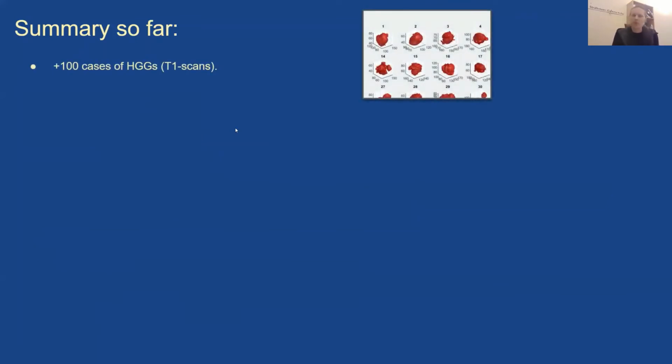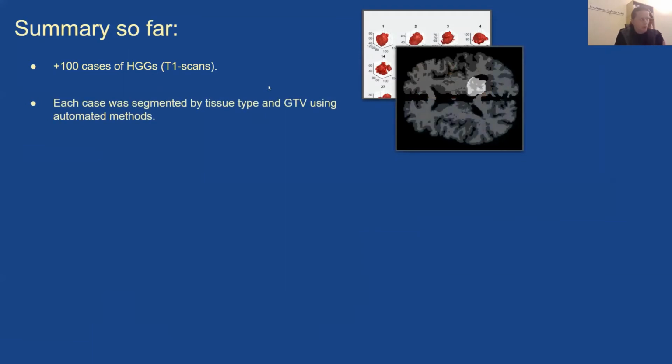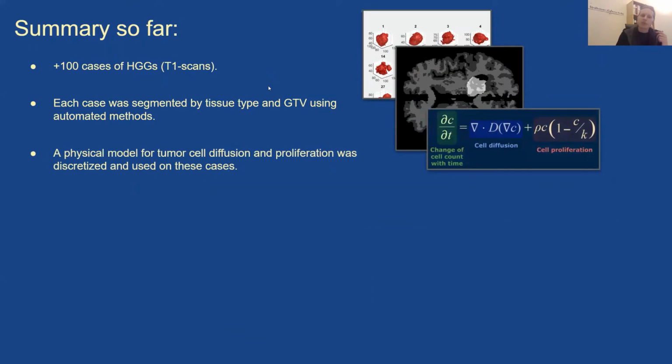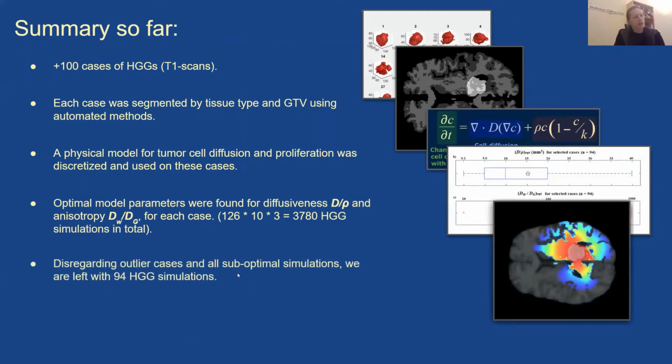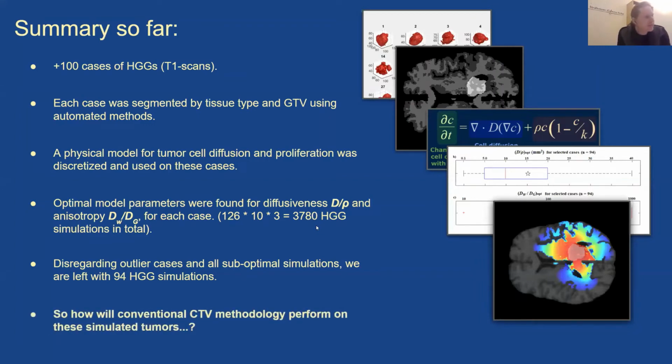So to recap what we did so far, we took 100 cases of high-grade gliomas, or more than 100 cases. We segmented each into tissue and GTV. We used our model to simulate tumors, and we picked out the best fit, checked all the parameters, and used the best parameters for the remaining analysis, leaving us with 94 high-grade glioma simulations of what we consider to be good quality. So now the actual question we can start to think about: how would the conventional CTV methodology perform on these simulated tumors?